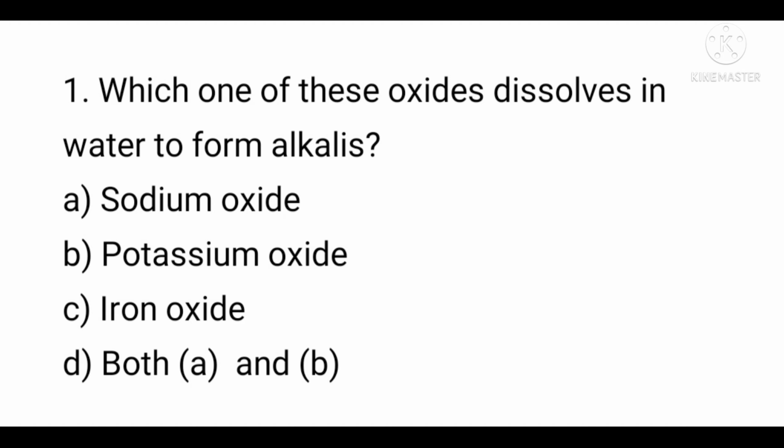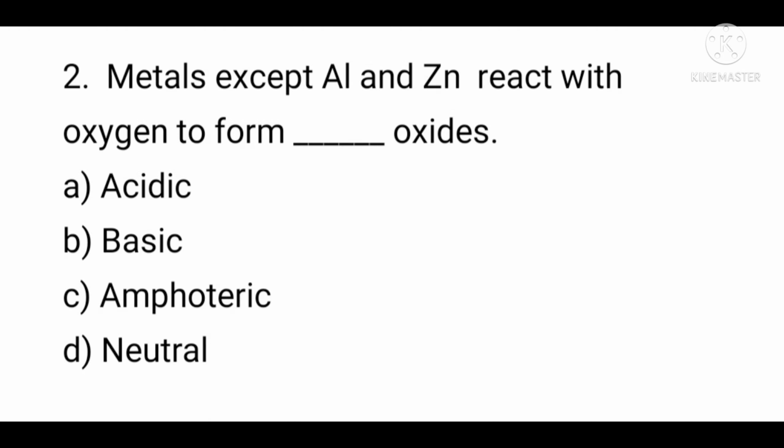First question, which one of these oxides dissolves in water to form alkalis? Option A sodium oxide, B potassium oxide, C iron oxide, D both A and B. Here the correct option is option D, both A and B, that is sodium oxide and potassium oxide. These two oxides dissolve in water to form their hydroxides.